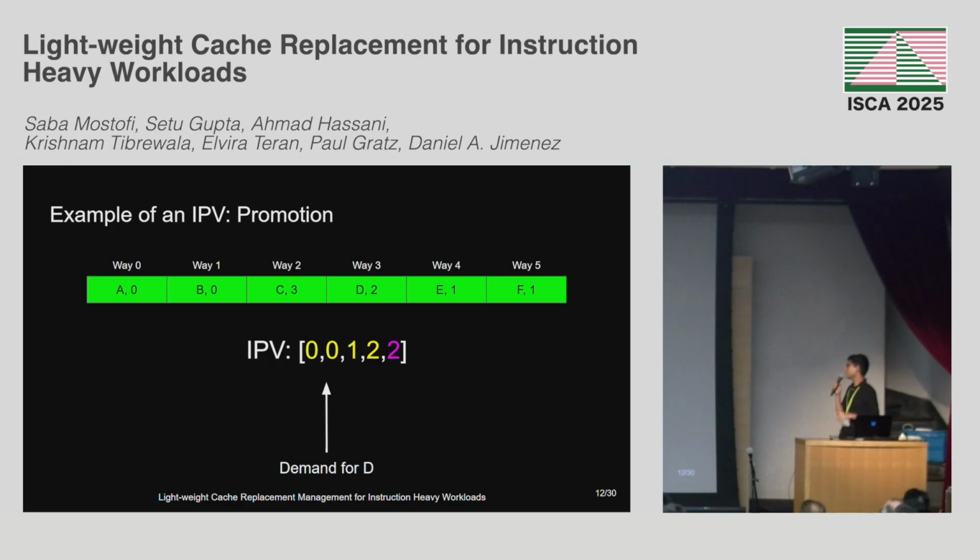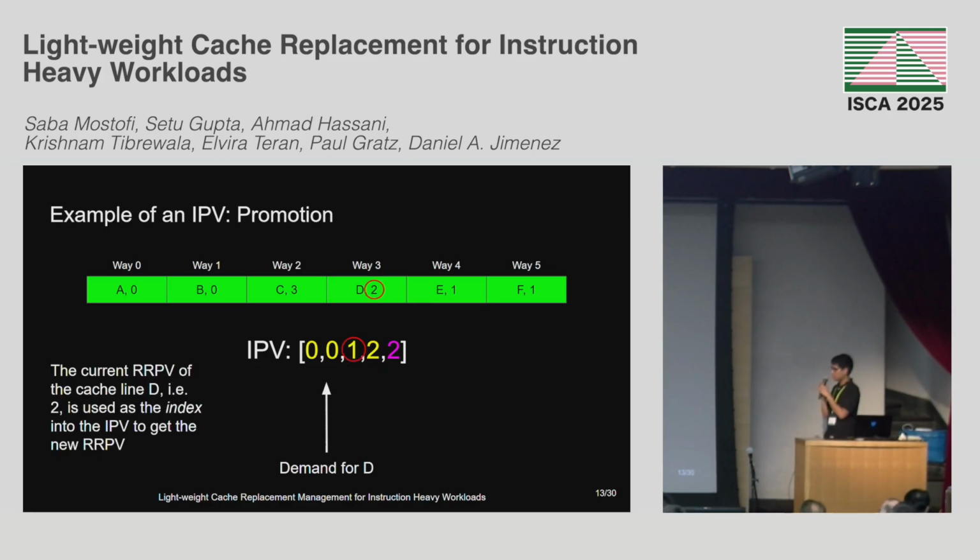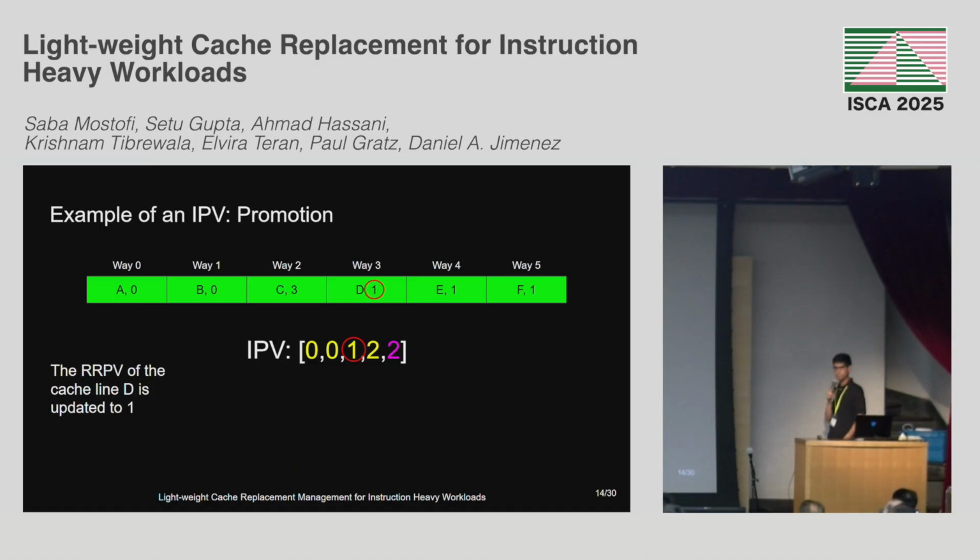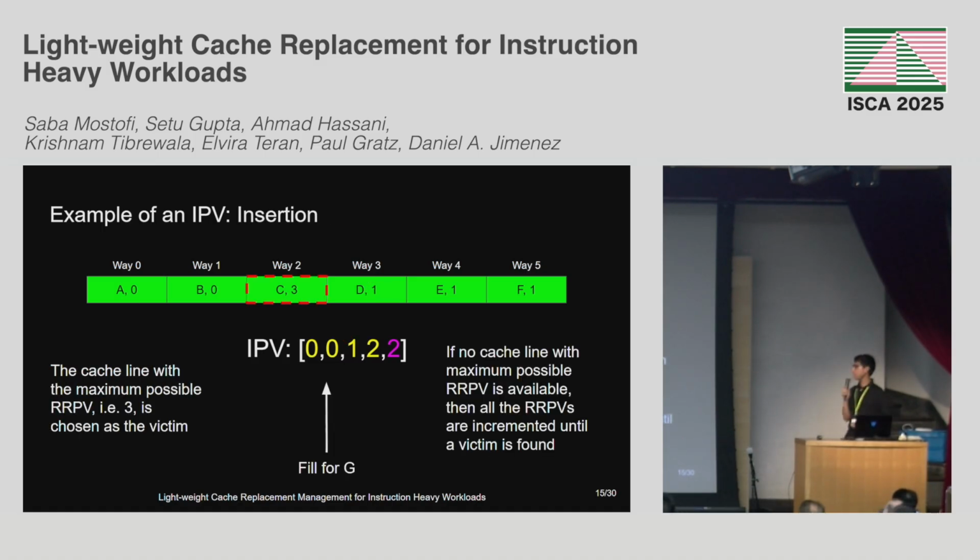However, since we get a hit on this cache line, we need to update the replacement position, or the RRPV, of this cache line. Let's see how we do that. We look at the current position, which is 2, and we index this IPV with this value 2. So we go to 0, 1, 2. At position 2, we find that the value is 1. So we're going to update the current RRPV of cache line D to 1. And that's exactly what happens. Now let's see what happens when we get a fill.